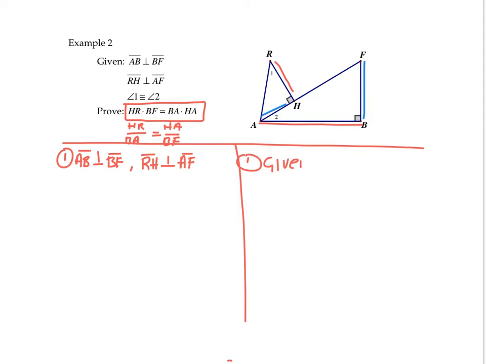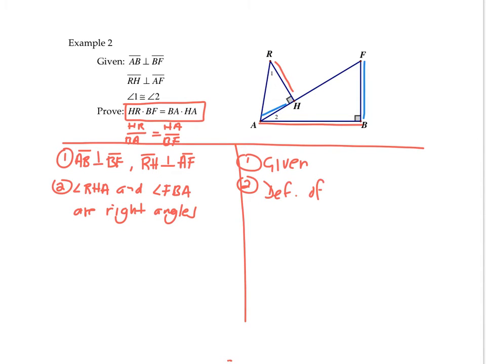We love that given information. Okay, there's a lot we can do with that. I'm going to step it out for you, and we're going to say that angle RHA and angle FBA are right angles. Because that's one of the basic things we can get out of perpendicular lines. That's just by definition of perpendicular lines. If two lines are perpendicular, then they intersect to form right angles.